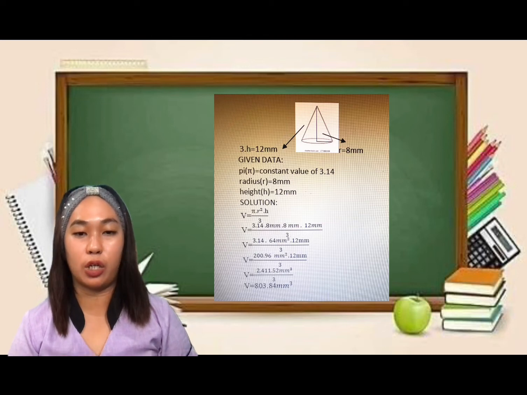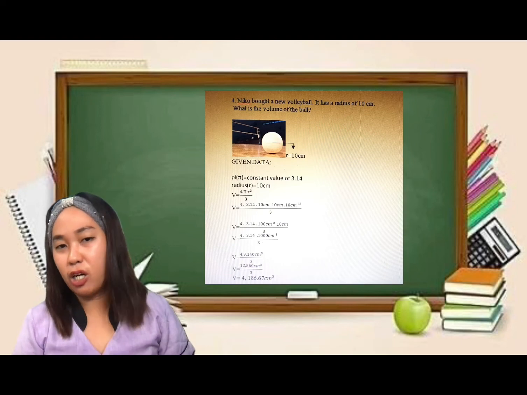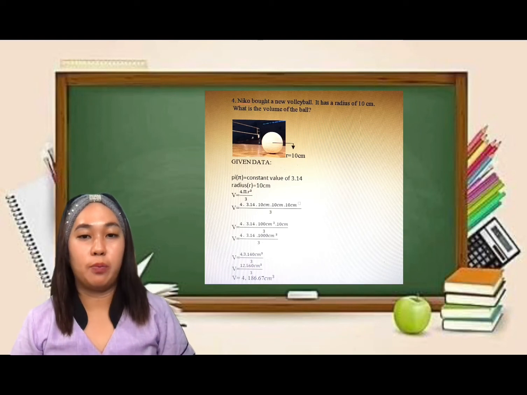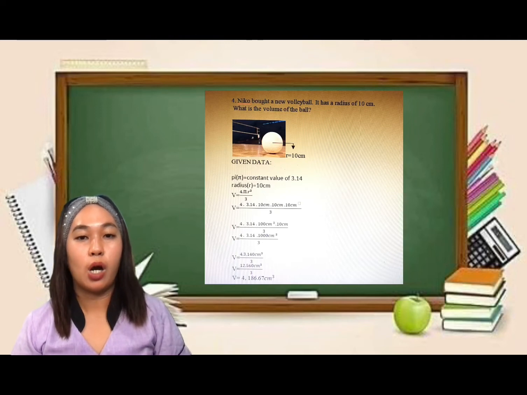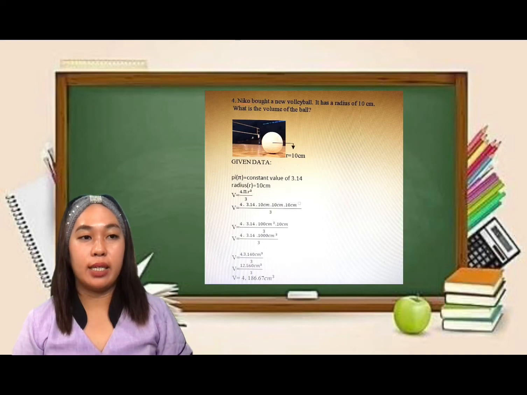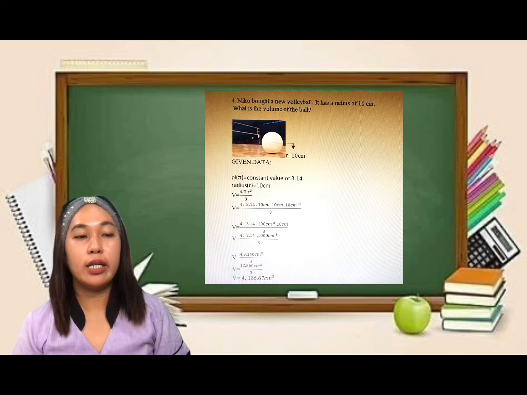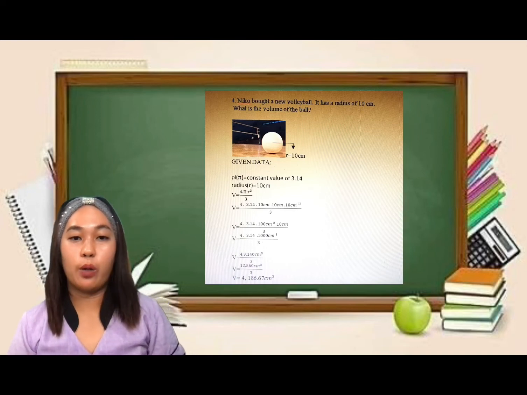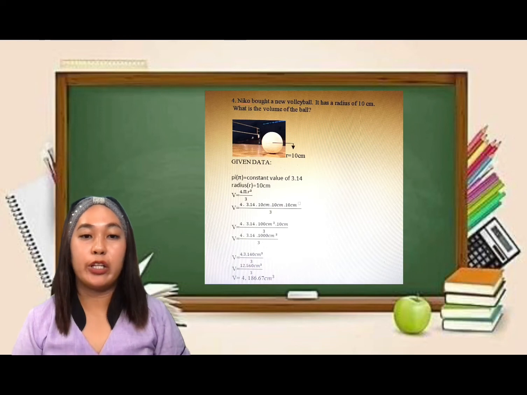So, the volume of the cone is equal to 803.84 millimeters cubed. The fourth example: Nico bought a new volleyball. It has a radius of 10 centimeters. What is the volume of the ball? Since it is a sphere, the given data are radius equals 10 centimeters, while pi is the constant value of 3.14.